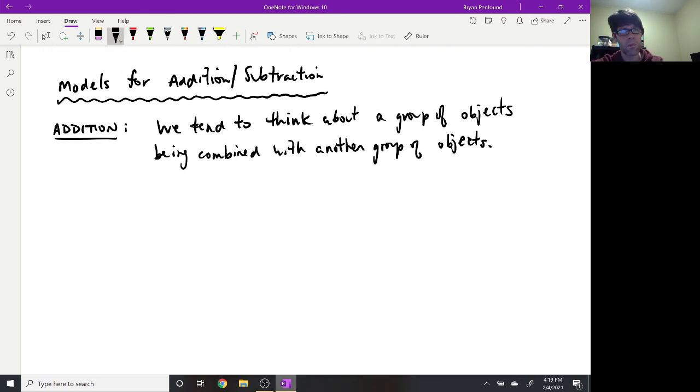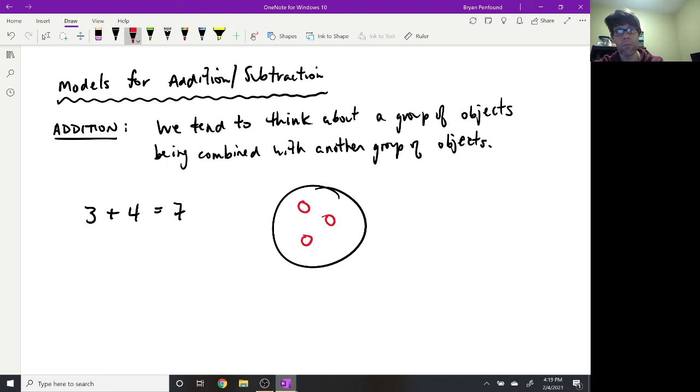So if I wanted to think about how do I model something like 3 plus 4 is equal to 7, well, I might start with a group of 3 objects. Maybe they're pennies, maybe they're quarters, maybe they're pencils, maybe they're erasers. I don't really know. But I have a group of 3 objects over here. I've got a group of 4 objects over here. They may or may not be the same things. They could be erasers, they could be whatever.